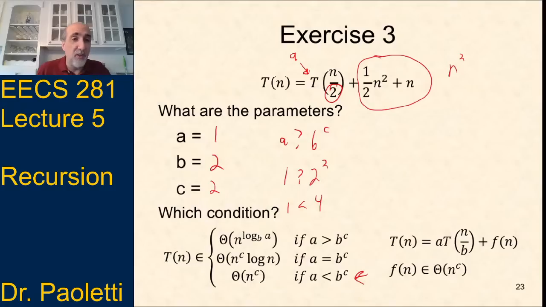Not surprising. Example 1 was the first case, example 2 was the second case, example 3 is the third case. So that tells us we are of the form big theta of n to the c power, which is n squared. So that's the final form of our equation.